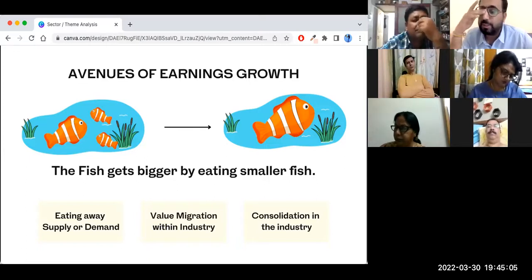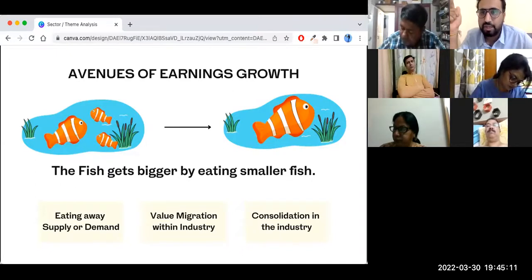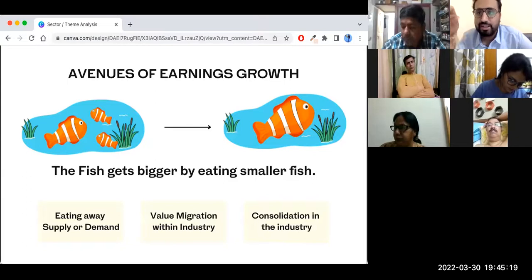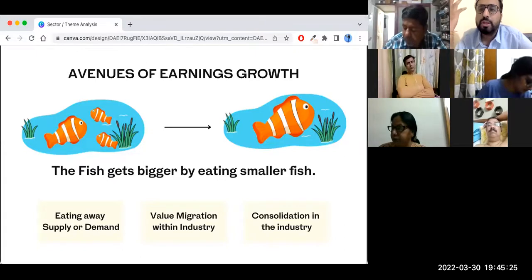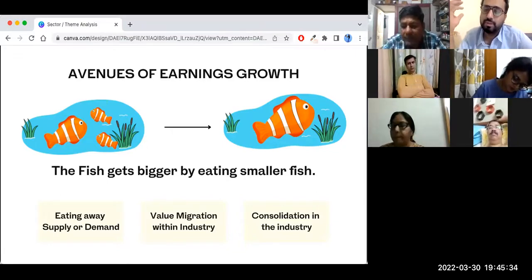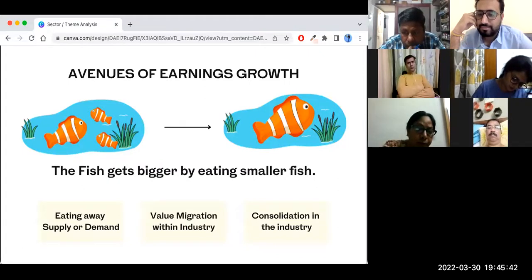Another example which comes to my mind right now is Fevicol. Pidilite is the parent company of Fevicol. Now they had a very interesting strategy to eat away demand. Fevicol is an adhesive. Now, where do people use most of the adhesive? Or let's say, when is the maximum use of adhesives? Interiors, furniture. Correct, furniture. Read about that on the internet, all right?